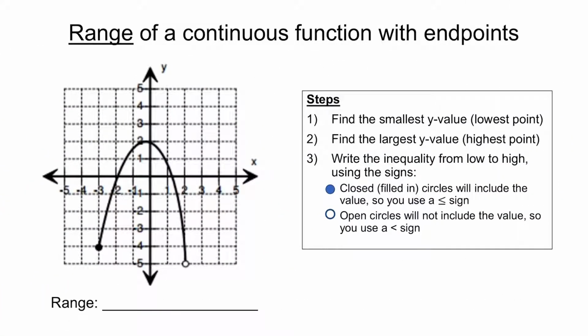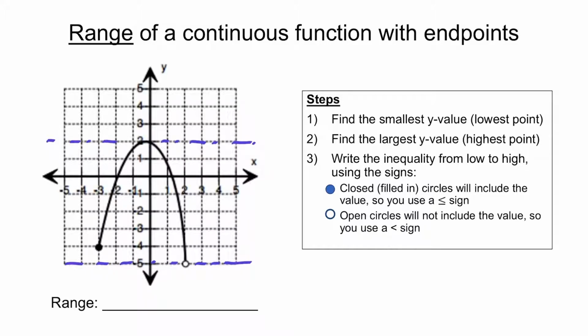So now let's write the range of a continuous function with endpoints. So remember, when we're talking about range, we're going to go lowest to highest. So we're going to go from the bottom to the top. So I'm going to draw in this line right here. That is the lowest value. And then I'm going to draw in this line right here, which is the highest value.